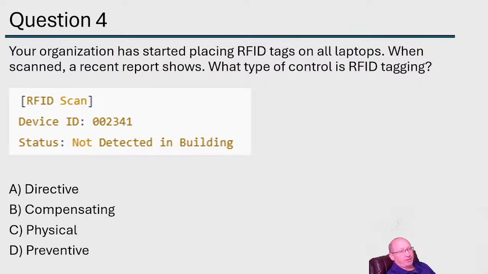Your organization has started placing RFID tags on all laptops. When scanned, a recent report shows what type of control is RFID tagging. We see the RFID, we see the device ID, we see the status not detected in building. What type of control is RFID tagging? Directive, compensating, physical, or preventive, of course, are your possible answers on this one. What do you think? I'll give you another 5 seconds before you come up with this one.